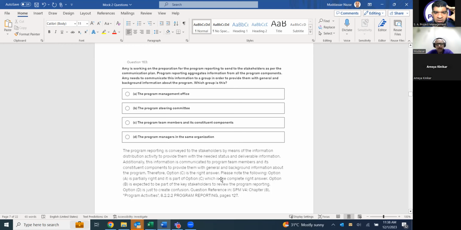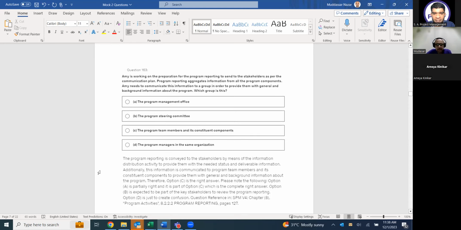Yes, it is the right answer and he's saying the same thing. The program reporting is conveyed to the stakeholders by means of the information distribution activity to provide them with the needed status and deliverable information. Additionally, this information is communicated to program team members and its constituent components to provide them with general and background information about the program. Option A is partially right and is part of option C, which is the complete right answer. Option B is expected to be the key stakeholder to review the program reporting. And D is just to create confusion.